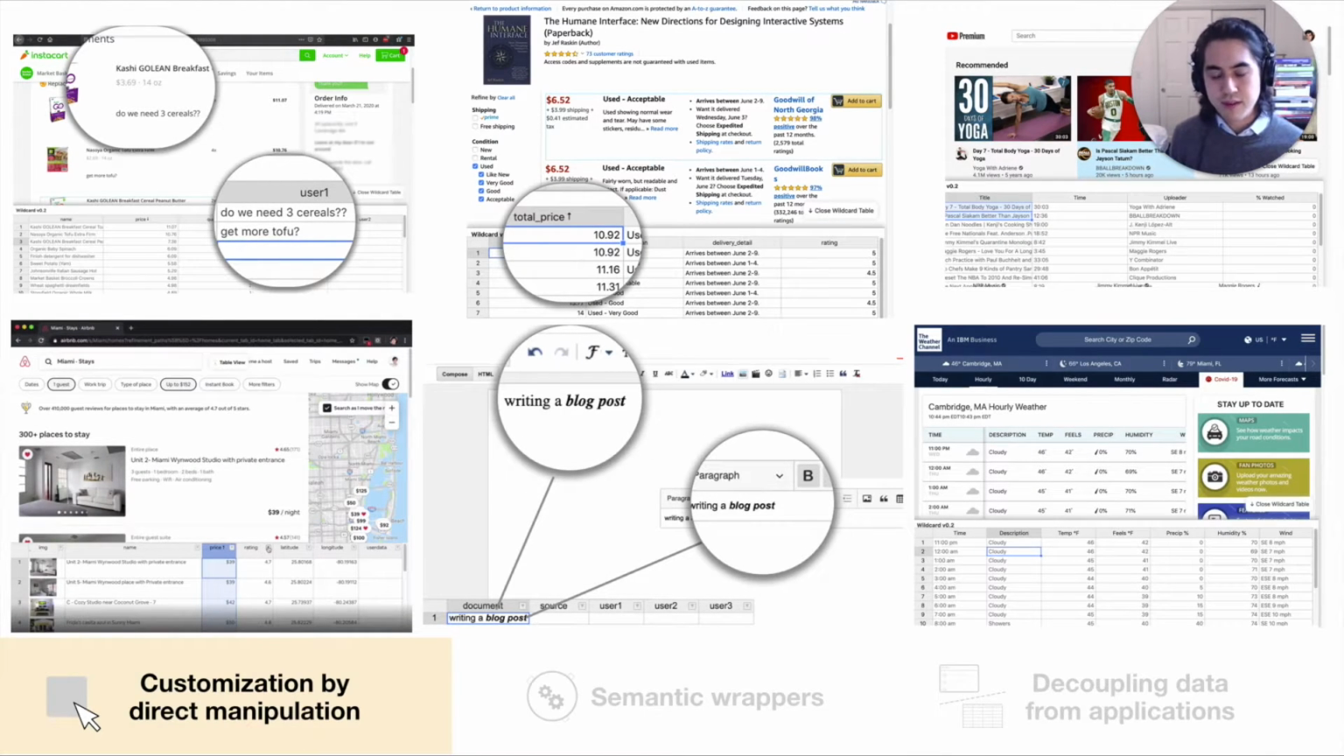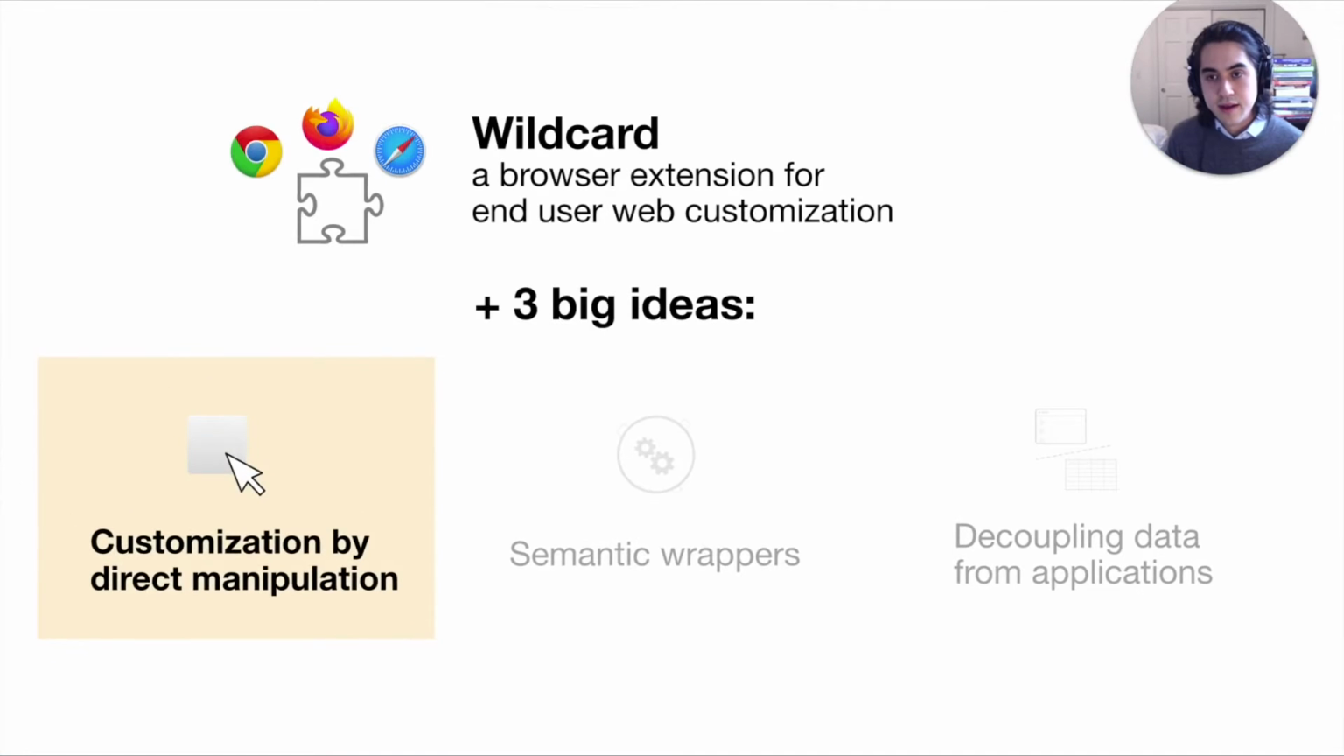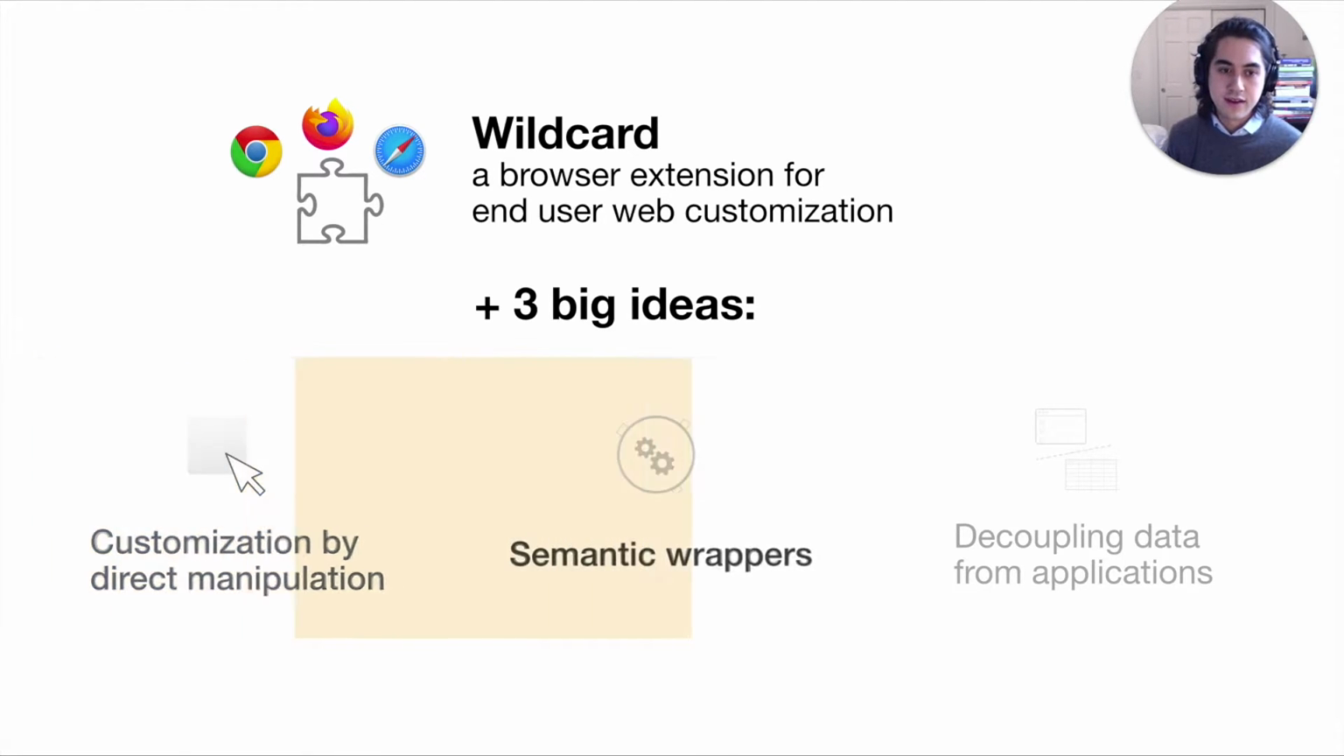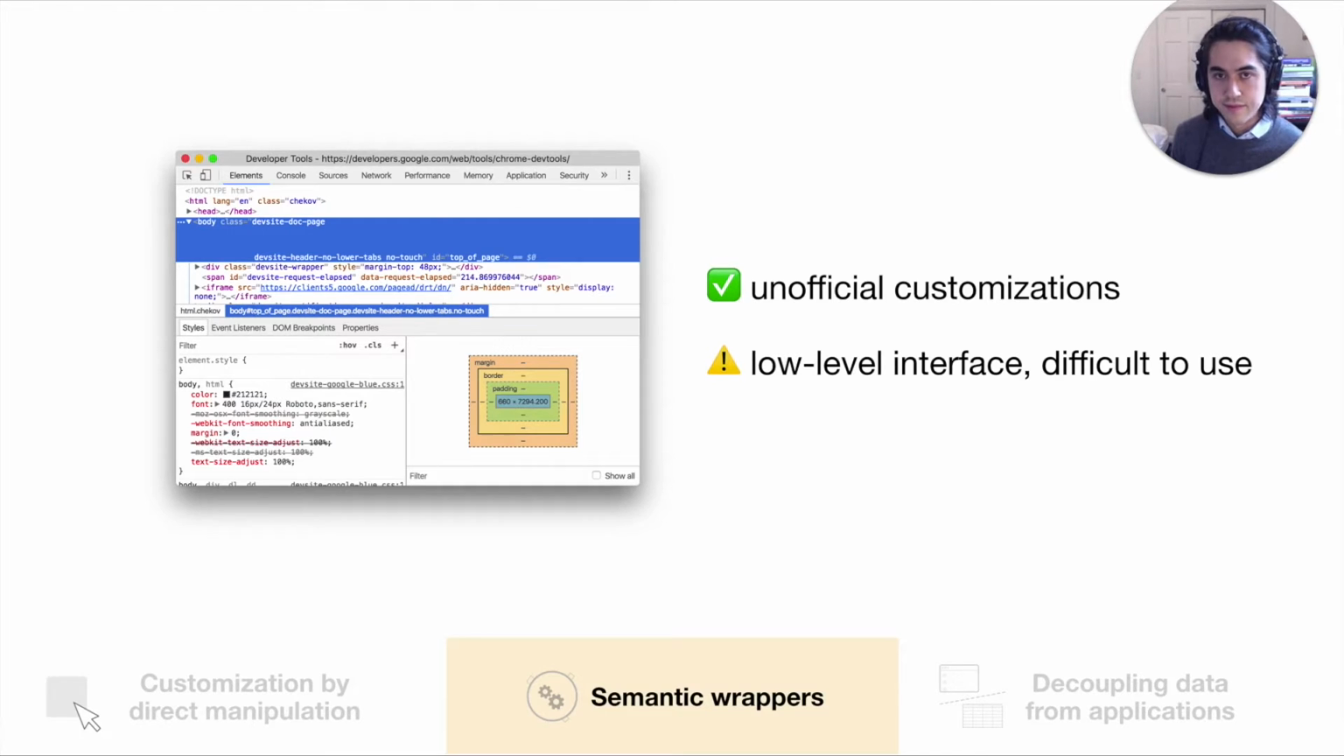Now, there are lots more examples in the paper of other customizations you can make. We've validated this approach on about a dozen websites so far, and you can look in the paper for more details on this. Now, you might be wondering, how does all of this actually work? Where does that table come from? And to address that question, let's turn to the next idea of semantic wrappers.